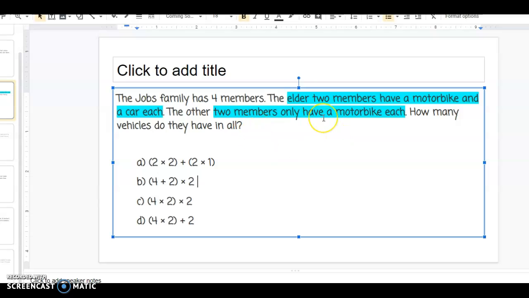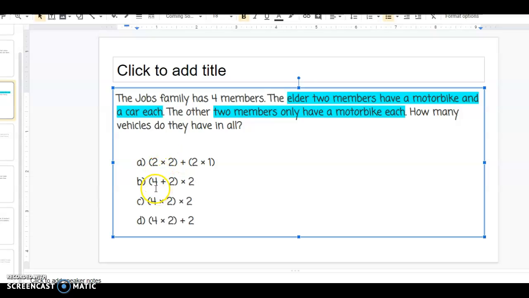So that's the information I need to use to figure out how many vehicles they have altogether. So I want to address the first part here in my problem. The 2 elder members have a motorbike and a car each, meaning 2 people with 2 vehicles. So I want to look down at my options here. Well, I have an option here. It looks like A already. It's 2 times 2. That would give me my 2 people and their 2 vehicles each.